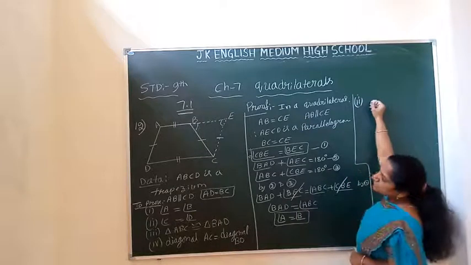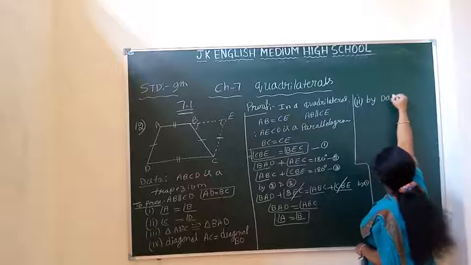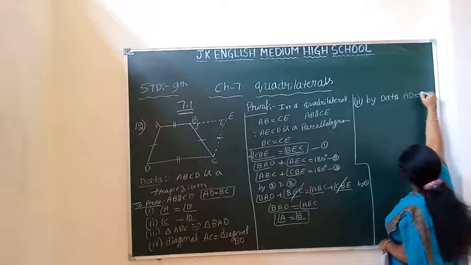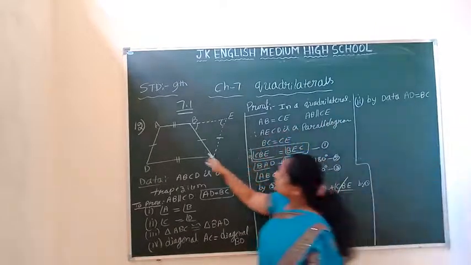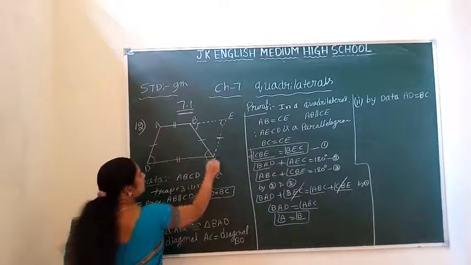So if you observe the diagram, they already gave by data that AD is equal to BC. So AD is equal to BC means equal sides, opposite angles are equal. So angle D is equal to angle C.